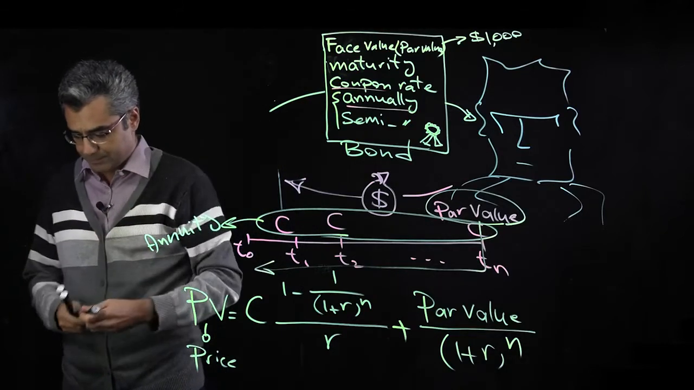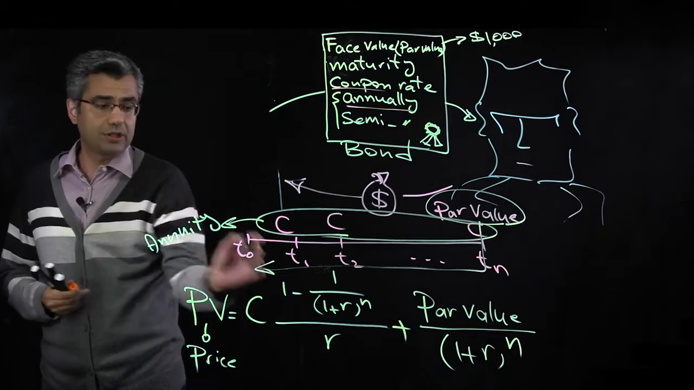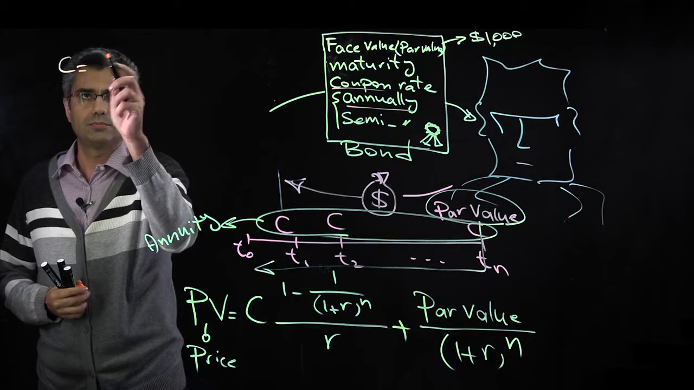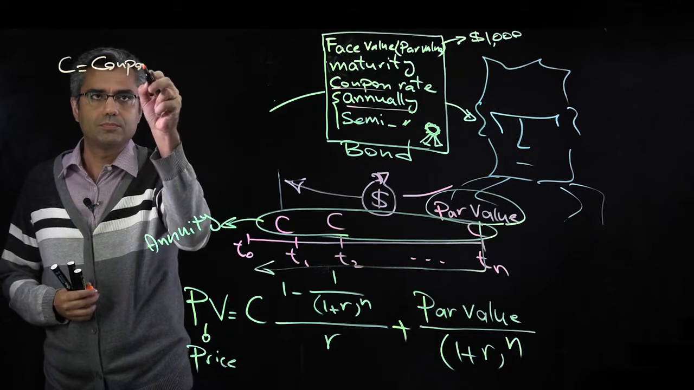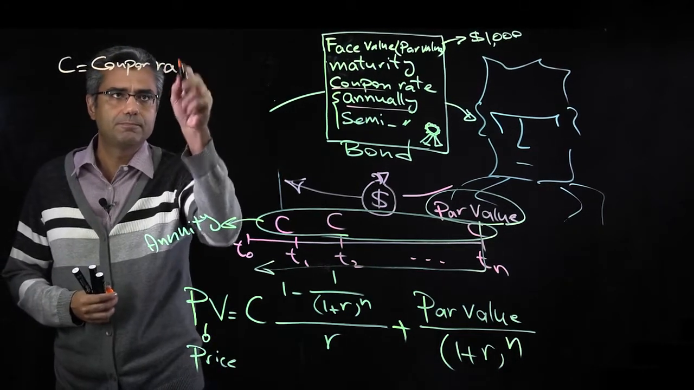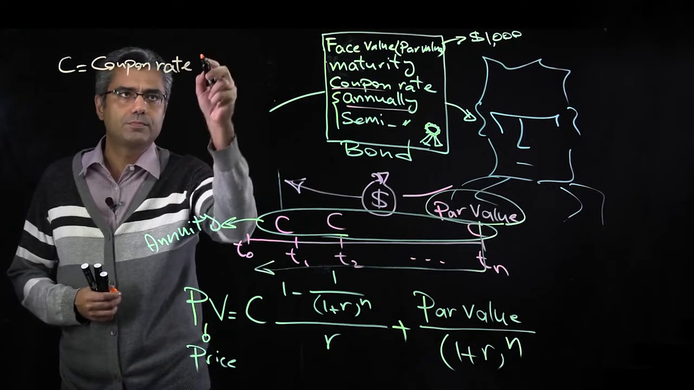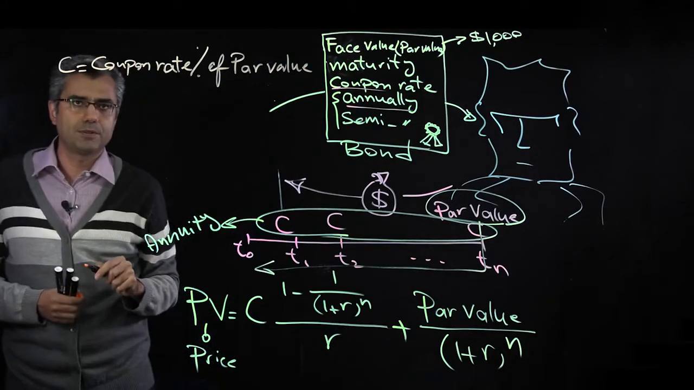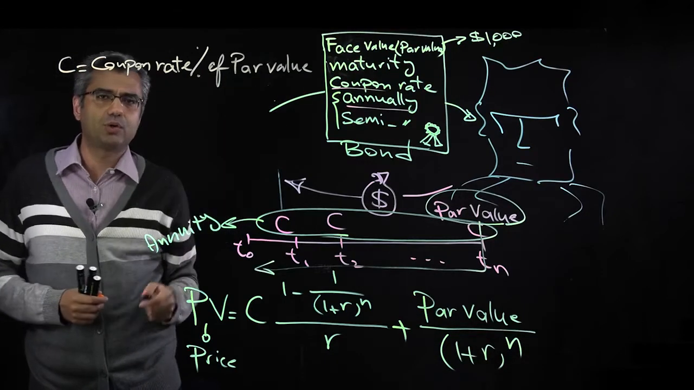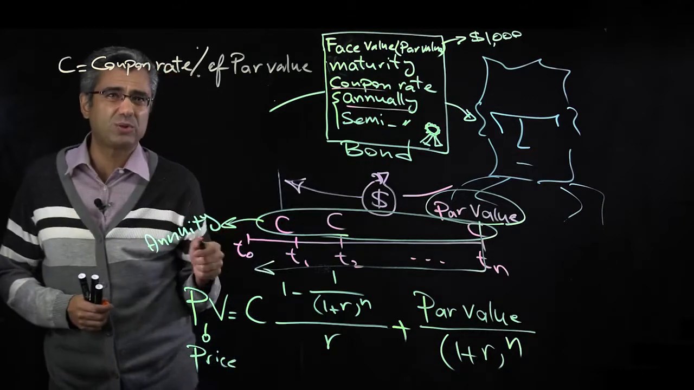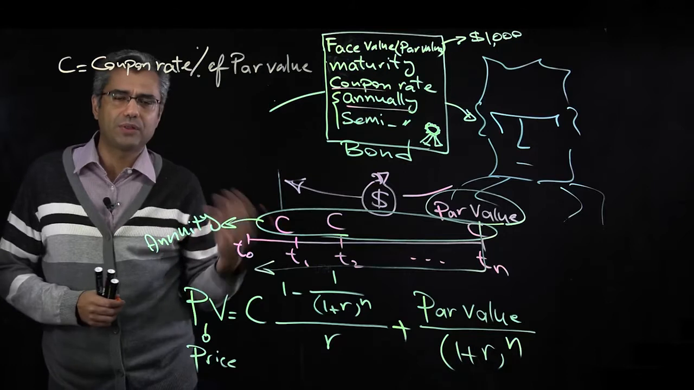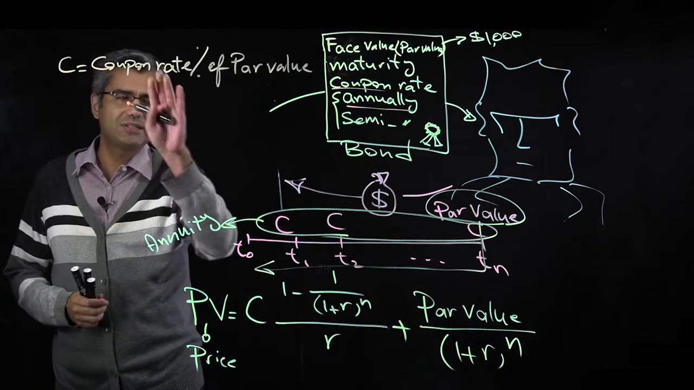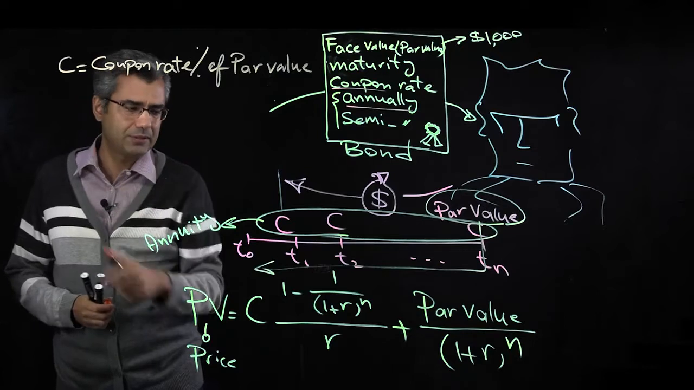Coupon payment is coupon rate as a percentage of par value, right? Par value for corporate bonds is usually $1,000. So it's the coupon rate percentage of $1,000. If the coupon rate is 5%, then 5% of $1,000 is $50. If it's 6%, 6% of $1,000 is $60. This is C, right?